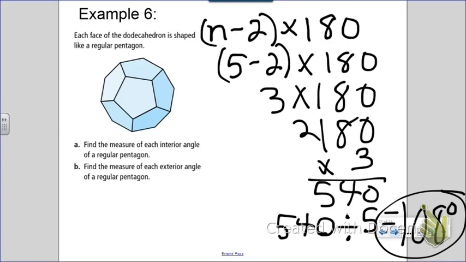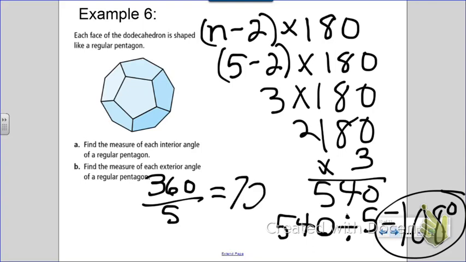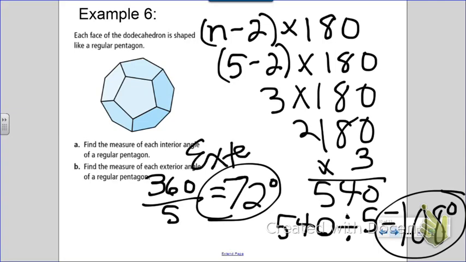For the exterior angles, just take 360 divided by the number of sides. So if we take 360 divided by 5, we get 72 degrees for an exterior angle. So this is exterior, and this one is interior. And that's it for our lesson for today.